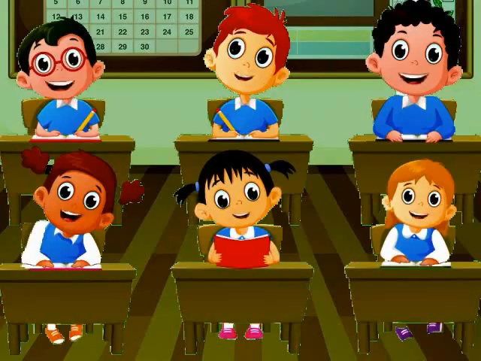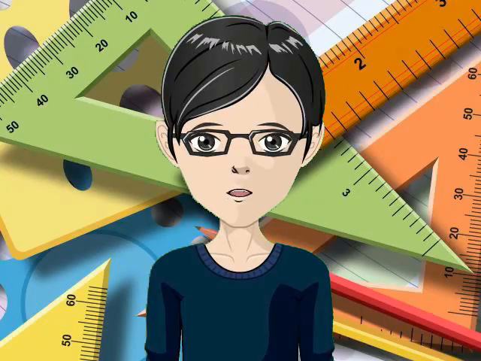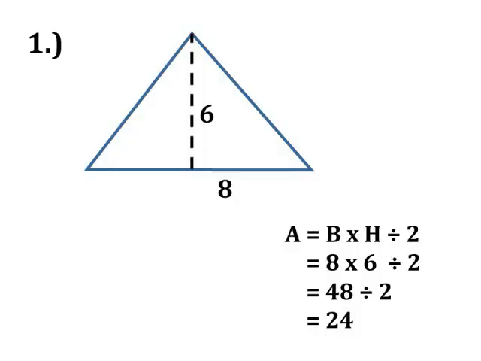Eleven minutes later. Are you finished? Yes. Let's check your answers. Number 1, base is 8 yung nasa ilalim. Height is 6 yung vertical. So area equals base times height divided by 2. 8 times 6 divided by 2. 8 times 6 equals 48. 48 divided by 2 equals 24. So the area of this triangle is 24.